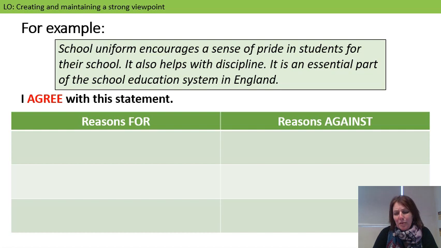Now, attached to our Google Classroom, you will find a Word document which contains a template of this table. The statement we're going to be responding to is statement C, which is school uniform encourages a sense of pride in students for their school. It also helps with discipline. It's an essential part of the school education system in England. And of course, you will need to decide whether you agree or disagree with this statement. I'm choosing to agree with this statement, so I need to populate my column with the reasons for completely. But I also need to be able to come up with 2 or 3 ideas why people might be against this statement.